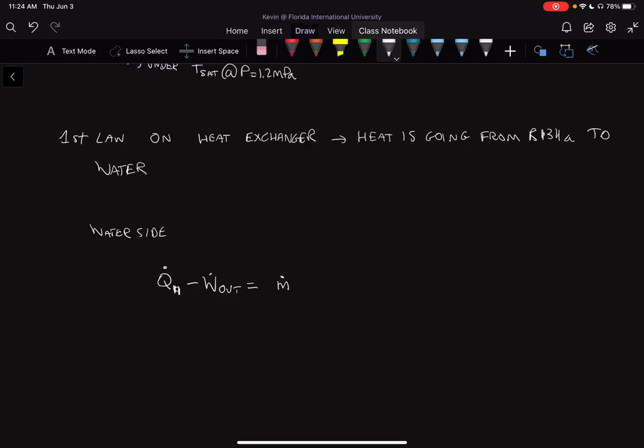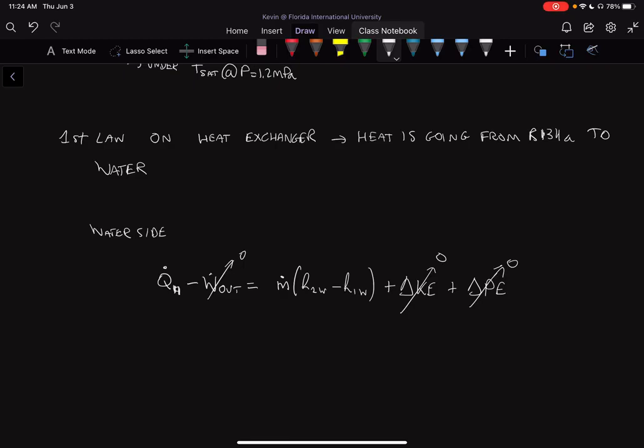m dot times H2 of water minus H1 of water plus delta KE plus delta PE. And these go to 0 because we're not given any information on the velocity of the flow coming in. Now, if we had some velocity of the flow coming in, we could take into account our kinetic energy for sure. Okay, and we also know that work dot out goes to 0 because we just have some tubes and a heat exchanger. Nothing is moving.